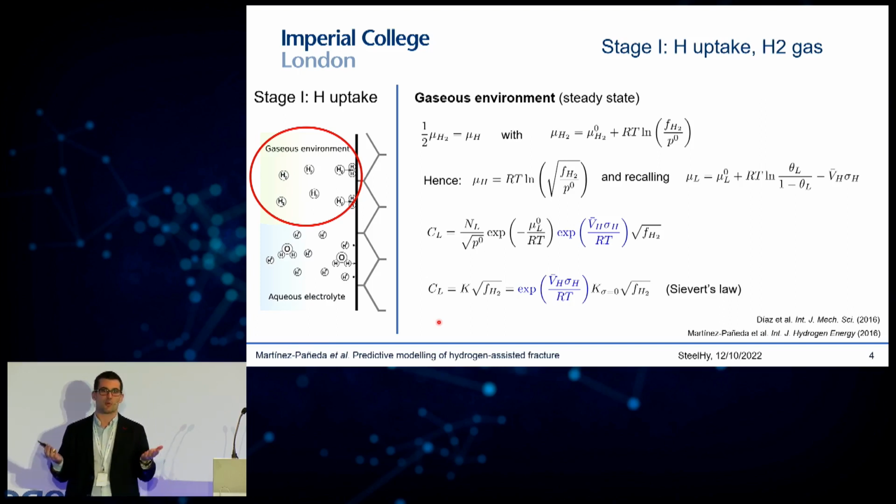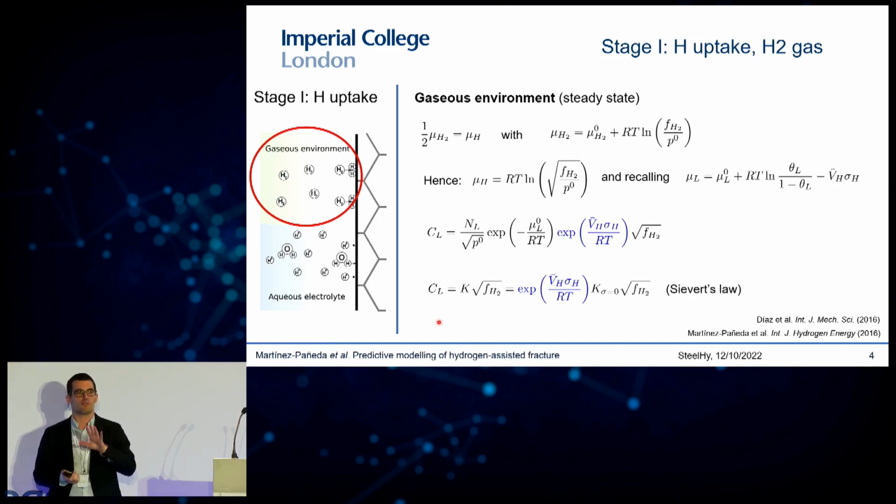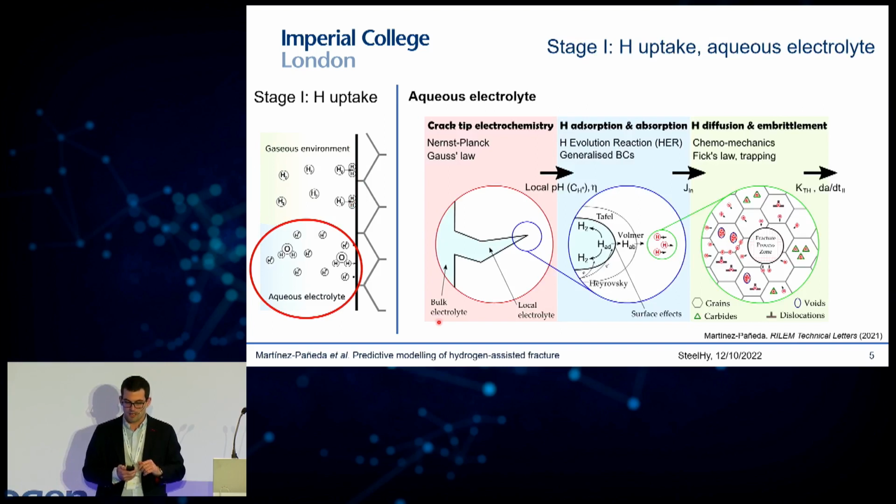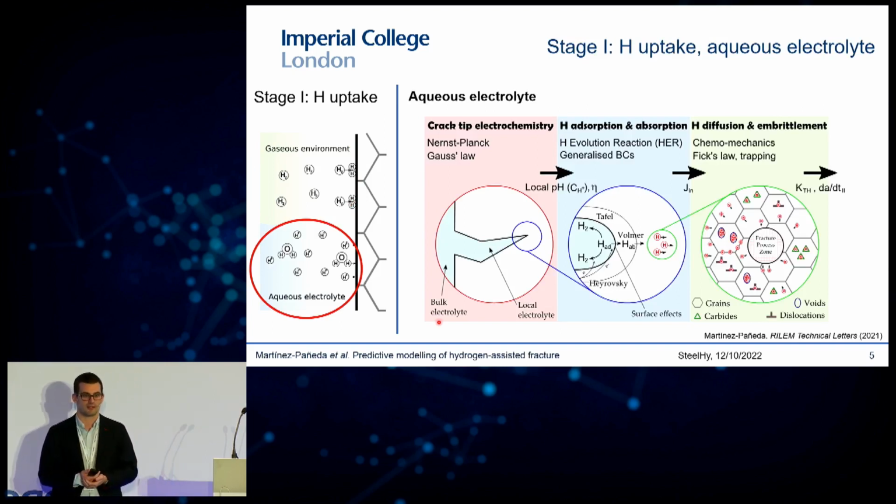And then the other thing that I want to emphasize is that this is only valid for the steady state conditions. So this is not suitable whenever you want to, for example, model hydrogen-assisted fatigue, or you want to capture the interesting kinetics that may be happening at the surface, like we heard yesterday about the interesting role of gas inhibitors. But assuming you have steady state conditions, this is good and convenient. A much more challenging scenario is when you have hydrogen uptake from an aqueous electrolyte.